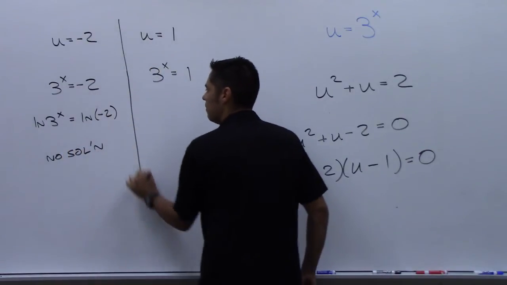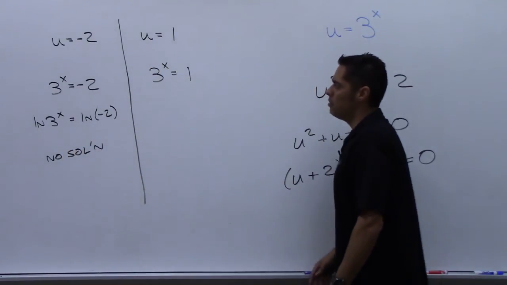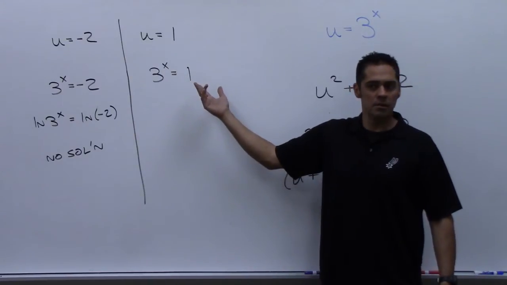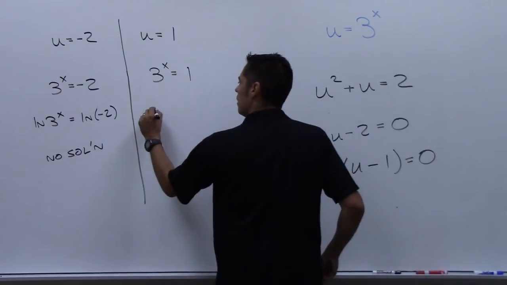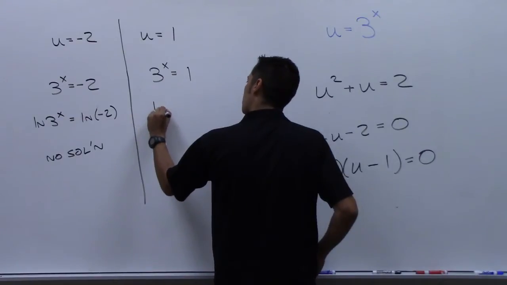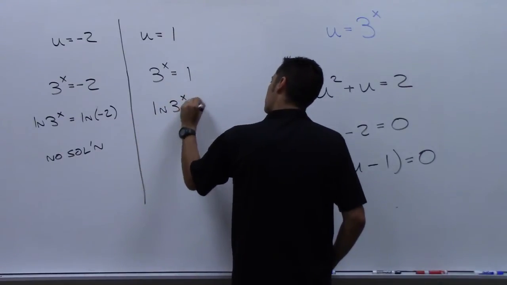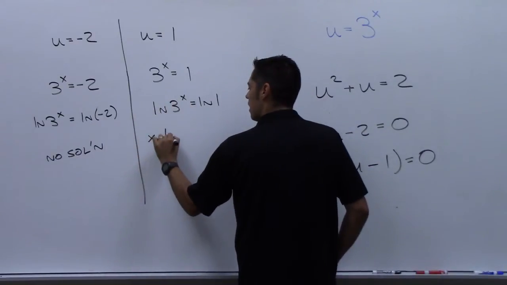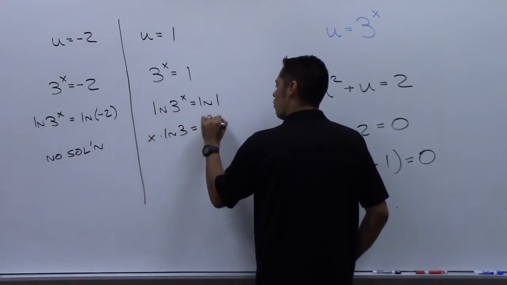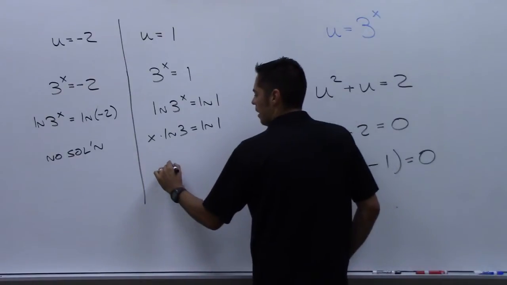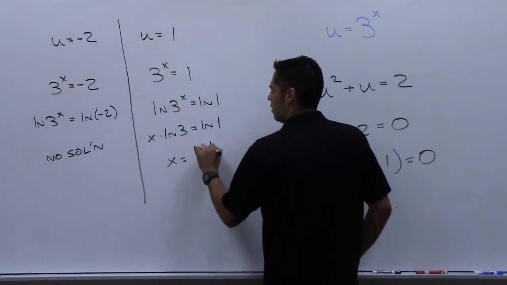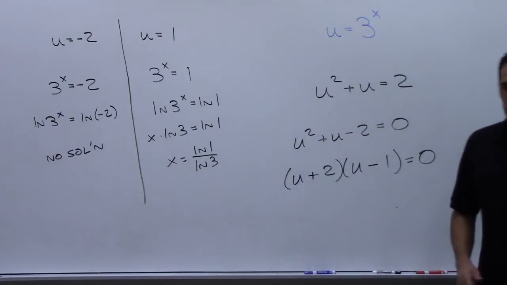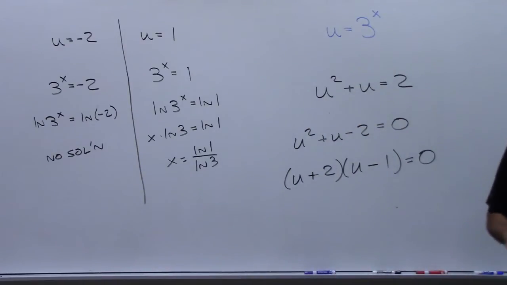Over here, you could just look and say, well, obviously 3 to the 0 is 1. But if you went through and did it, you would do natural log of 3 to the x equals natural log 1. You drop the x out. x times natural log 3 equals natural log 1. And x equals natural log 1 over natural log 3. But when you get on your calculator and you take natural log of 1, you're going to get 0.